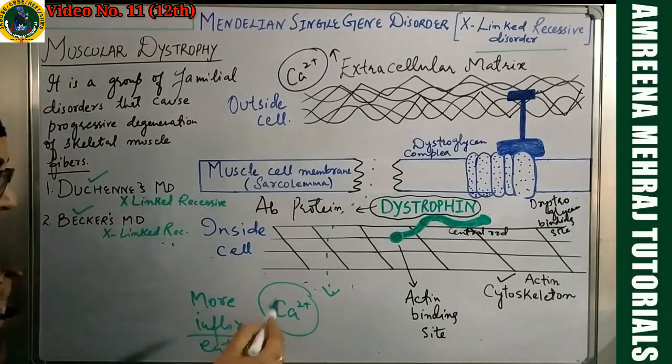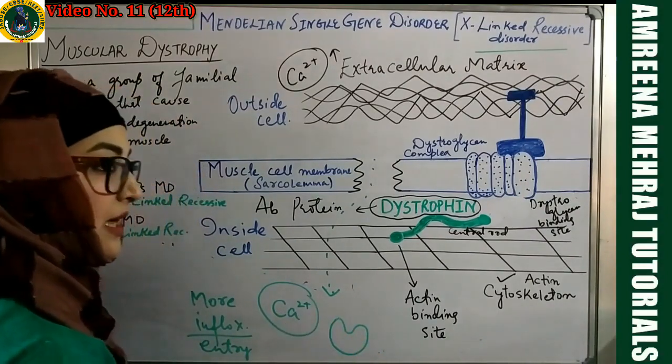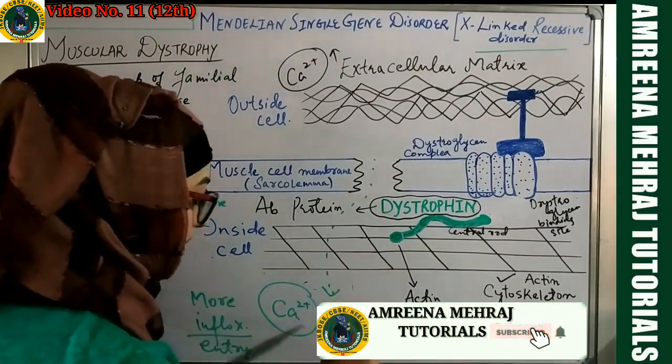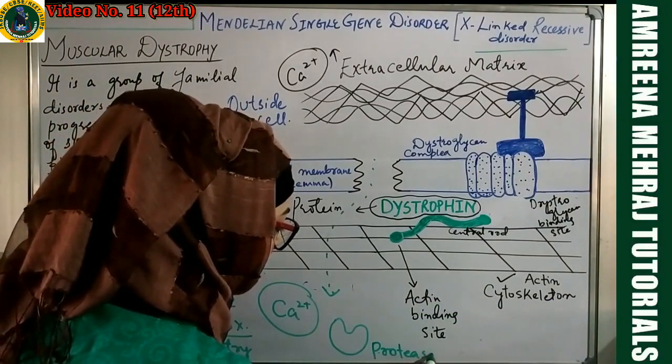This calcium has a job to do. There are specific proteins inside the sarcoplasm. Inside the cell membrane, you have specific proteins, what you call the proteases. Okay? Proteases.